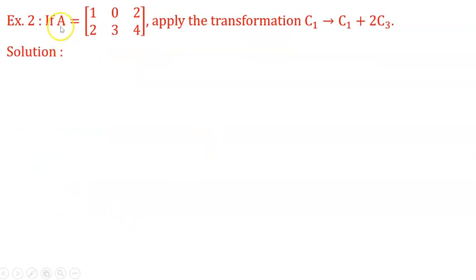Next, if A is equal to 1, 0, 2, 2, 3, 4, apply the transformation C1 changes to C1 plus 2 times C3. Okay, now here, see this is the matrix. And in this matrix, C2 and C3 remain as they are.